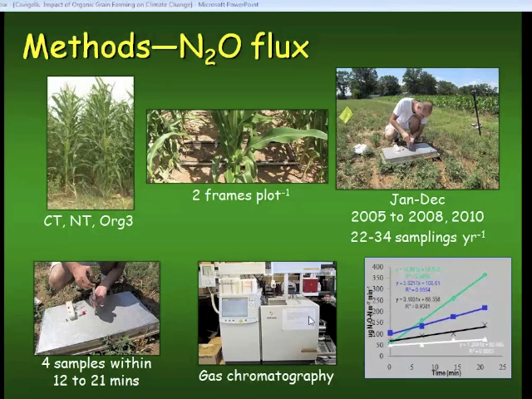And then this is just an indication of what the data look like if anybody's interested in that. We do this all year long. We did it in 2005, 2006, 2007, 2008. We skipped 2009, but we measured in 2010 again. And we take these samples essentially every time after a rainfall. And so some years we get more and some years we get less actual sampling events per year.